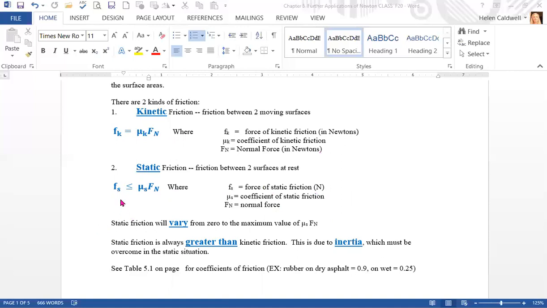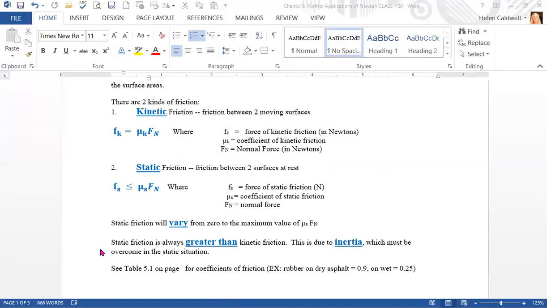Static friction is always going to vary. That's why there's an inequality sign here. It'll go from 0 to some maximum value. Static friction is always going to be greater than kinetic friction, and this is because of inertia. You have to overcome inertia in order to get things moving.